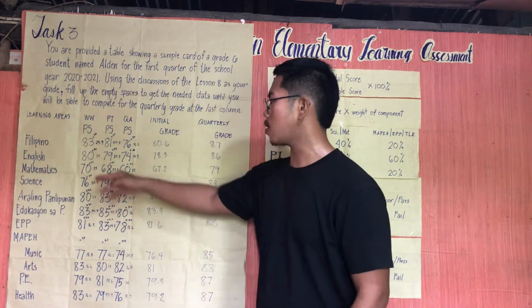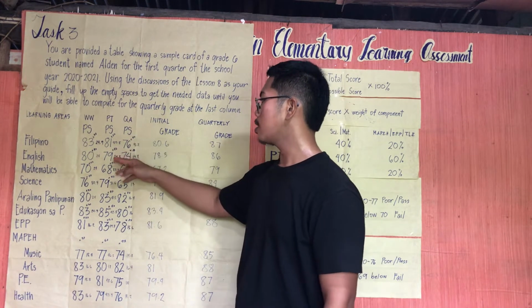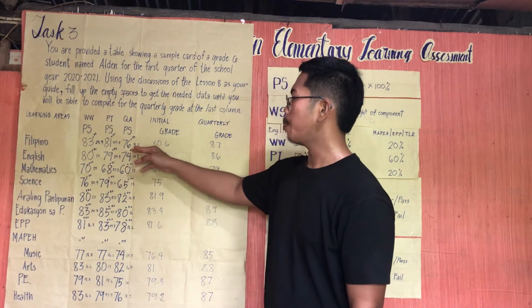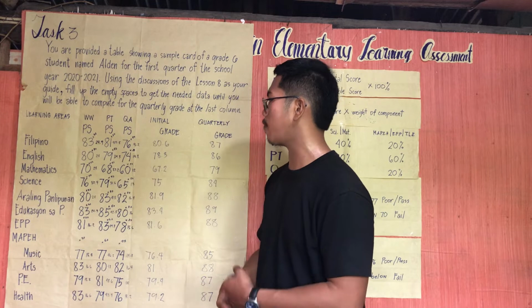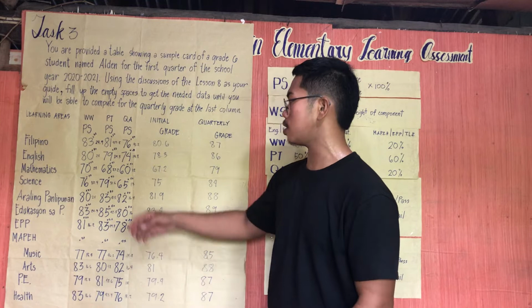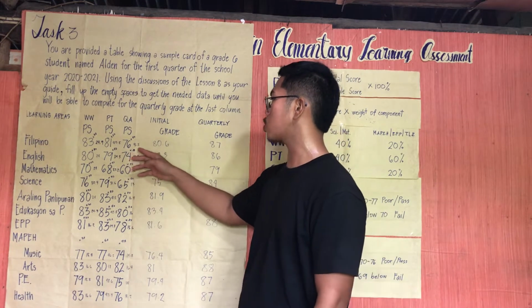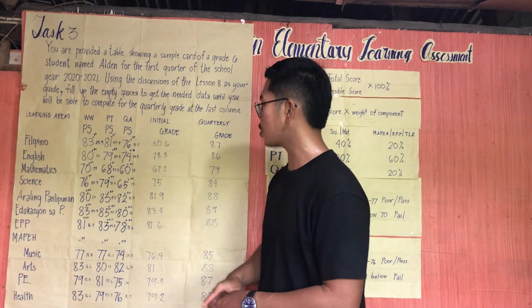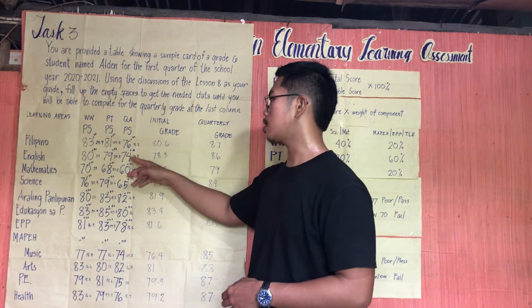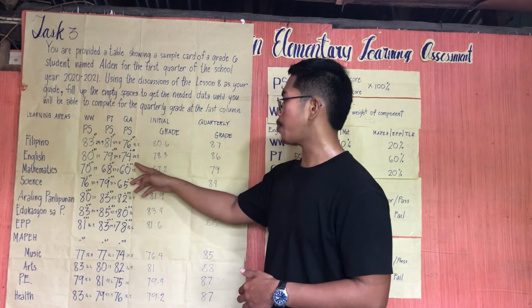80 times 30 equals 24 in the middle part. And for the performance task, 79 times 50 equals 39.5. 50 because the weight of component of the performance task of the subject English is 50. And with the quarterly assessment, the given percentage score is 74, and we will multiply it by 20% because it is the corresponding weight of component of the English subject, which equals 14.8.